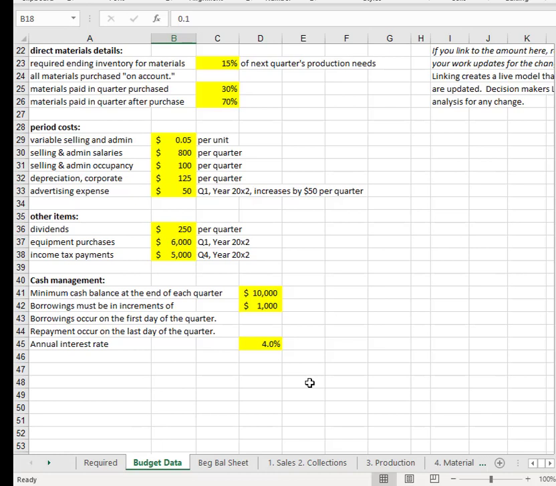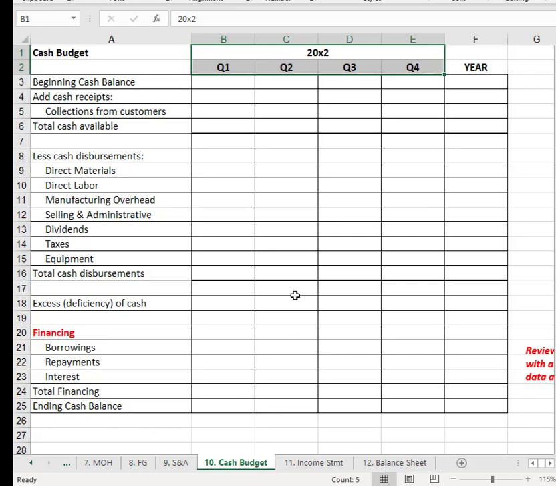And the annual interest rate, so when you borrow and repay, when you repay, you pay the interest. Borrowings occur on the first day of the quarter and repayments on the last day of the quarter. All right, so let's remember now we're not going to type in any amounts. We're going to link to all of our work because that's linked to the original assumptions. And if the client changes an assumption, we want the cash budget to update.